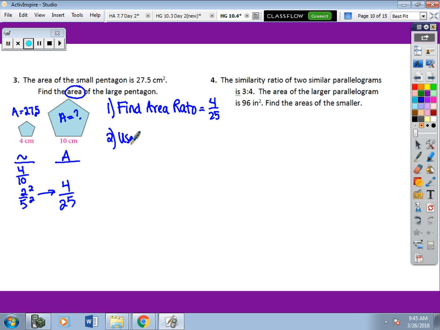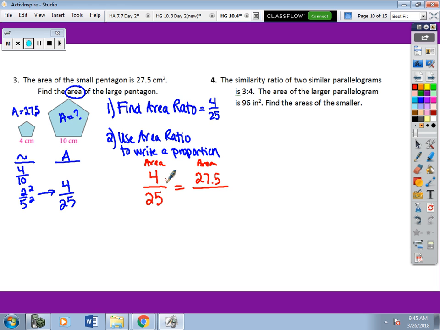Now we can use the area ratio to write a proportion. So we will have 4/25, which is our area. We can set that equal to the areas of the shape. The area of the smaller one will be 27.5, so that's going to go in the top because the smaller ones were in the top. And then I'll just put A as a variable in the denominator. And then we can solve this by finding the cross product.